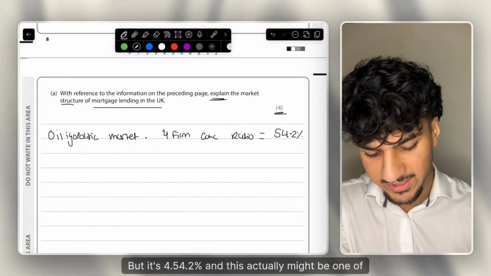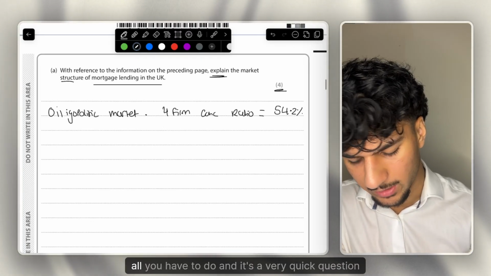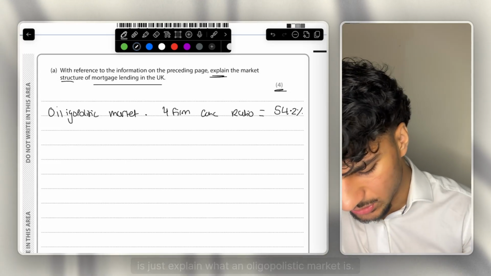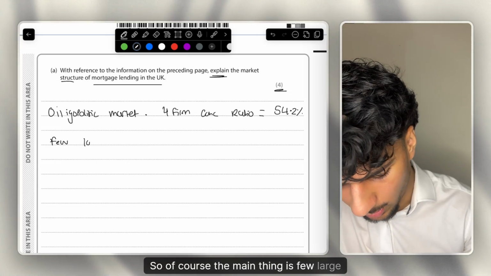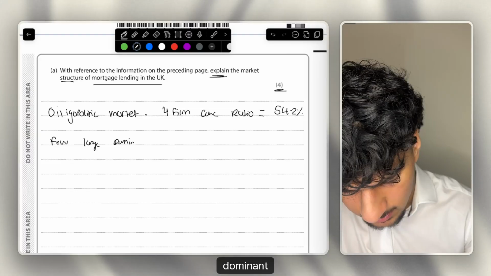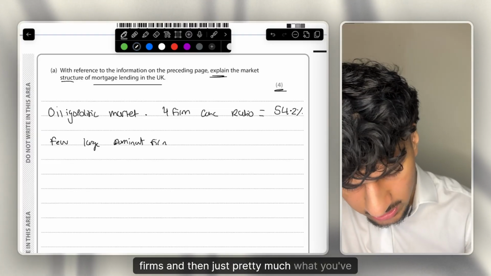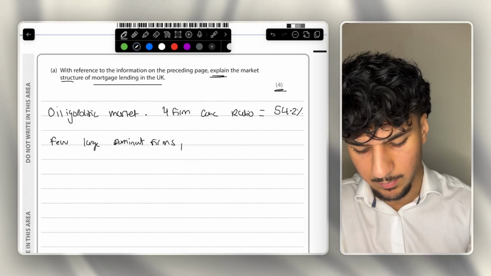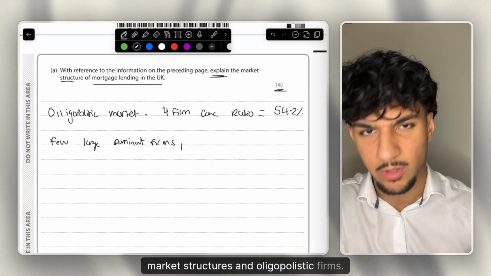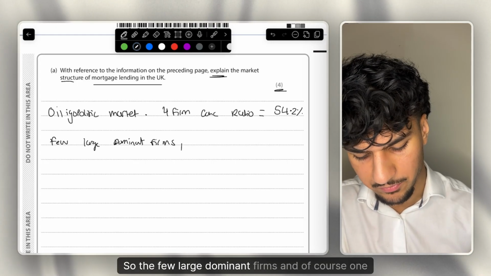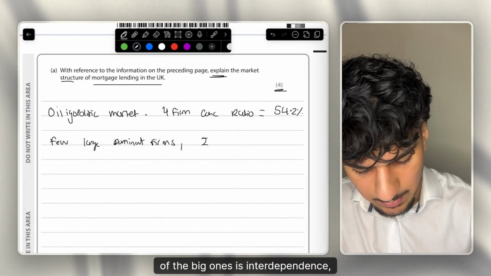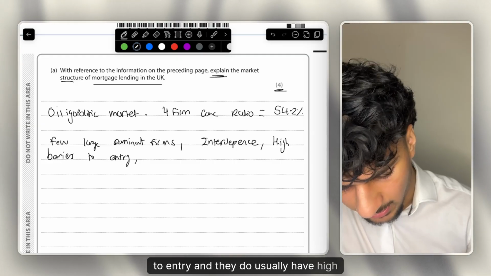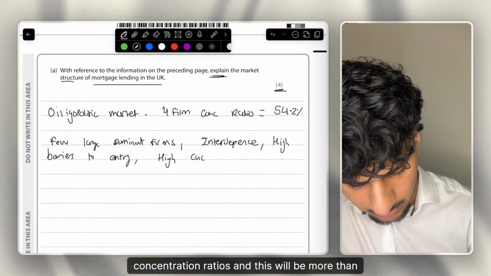And this actually might be one of the easiest 4-mark questions there are, since now all you have to do, and it's a very quick question, is just explain what an oligopolistic market is. Of course the main thing is few large dominant firms, and then just pretty much what you've revised, your content knowledge on oligopolistic market structures and oligopolistic firms. So what are the characteristics? The few large dominant firms, and of course one of the big ones is interdependence. They all depend on each other, there are barriers to entry, and they do usually have high concentration ratios, and this will be more than enough for these 4 marks.